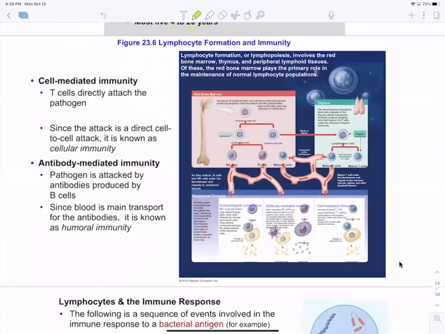The cell-mediated immunity, again, T cells directly attack pathogens, and so it's known as cellular immunity or cell-mediated or direct attack. Antibody-mediated immunity, these are the B cells, and it's also known as indirect or humoral immunity. That's as far as I go in anatomy, but it's good to kind of understand the difference.